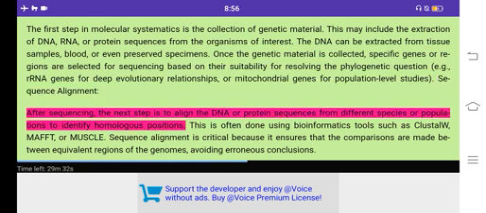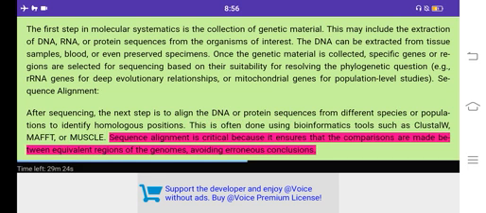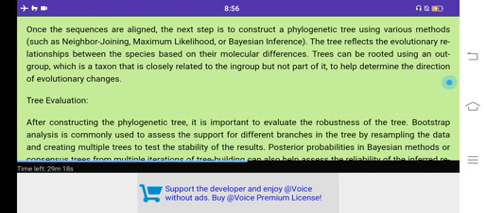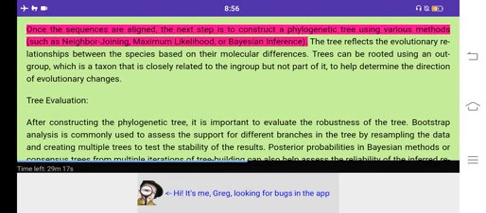Sequence alignment. After sequencing, the next step is to align the DNA or protein sequences from different species or populations to identify homologous positions. This is often done using bioinformatics tools such as ClustalW, MAFFT, or Muscle. Sequence alignment is critical because it ensures that the comparisons are made between equivalent regions of the genomes, avoiding erroneous conclusions.